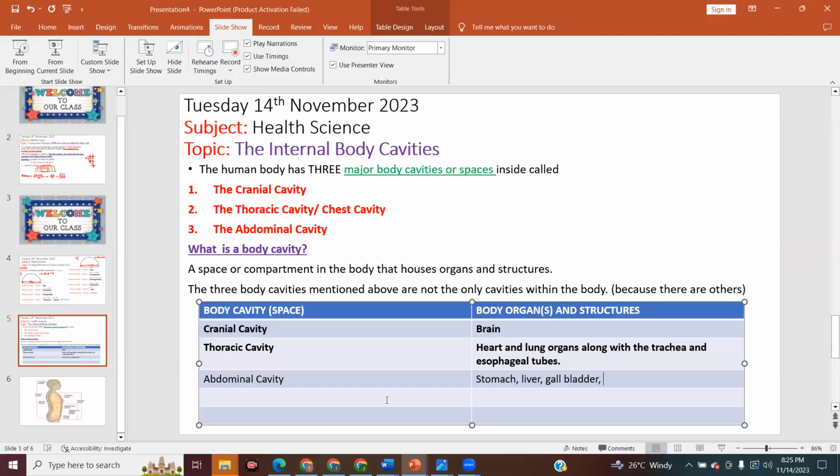Denisha, kidneys. What else? And the pancreas, right, etc. So those are the things we could find in the abdominal cavity.